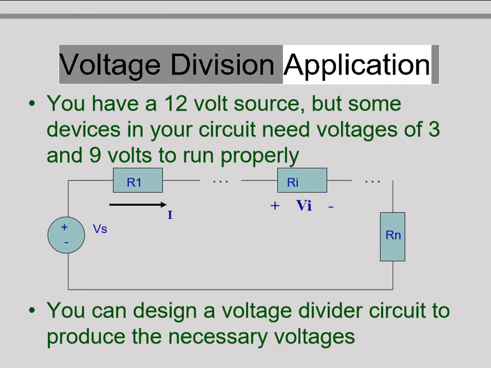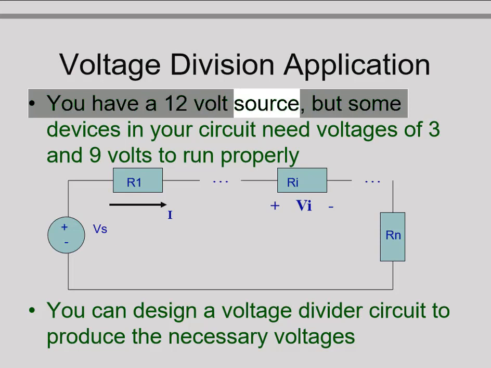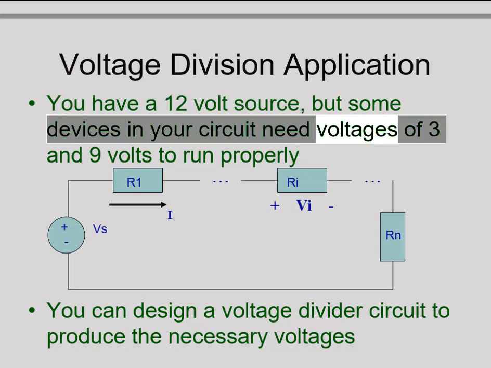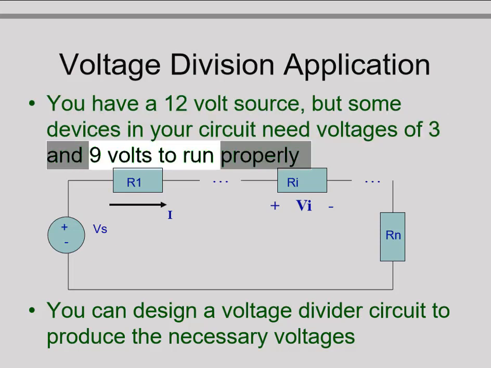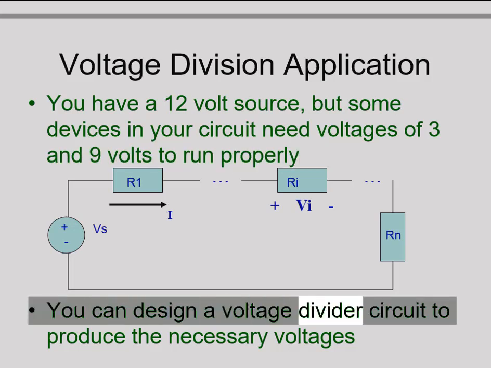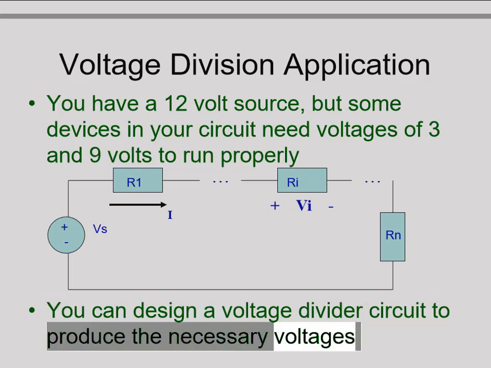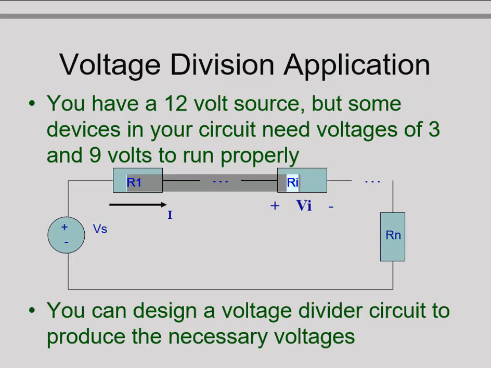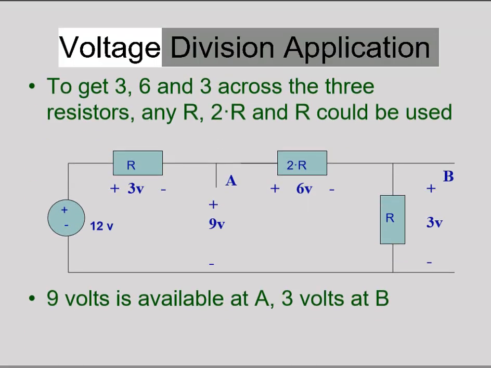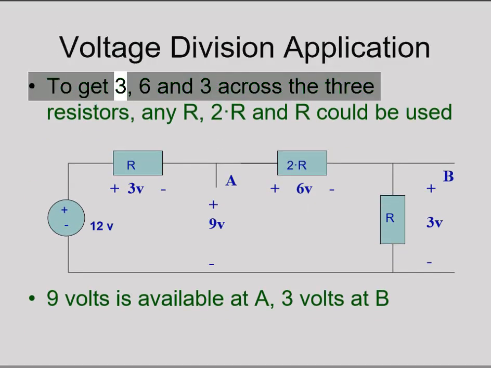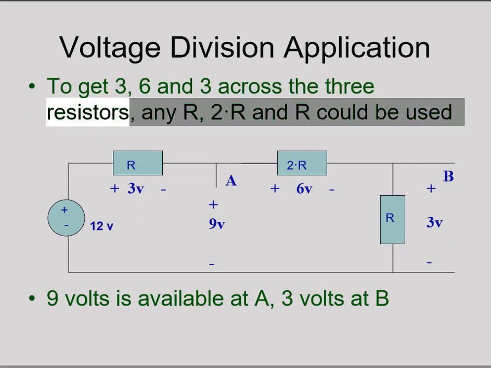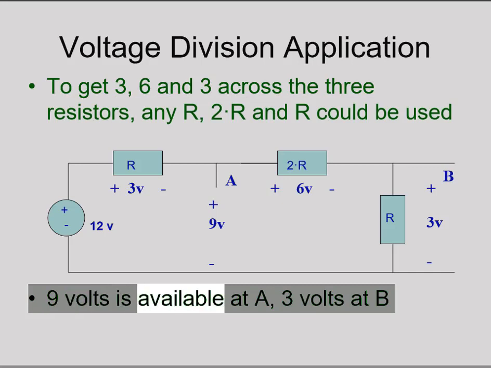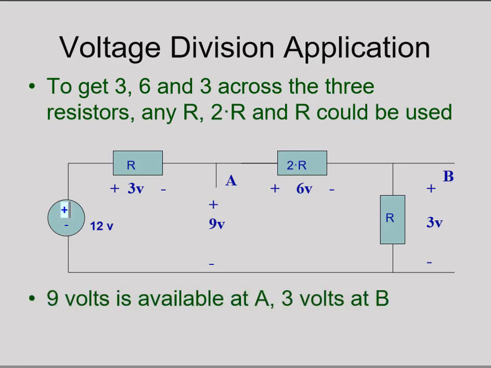Voltage division application. You have a 12 volt source, but some devices in your circuit need voltages of 3 and 9 volts to run properly. You can design a voltage divider circuit to produce the necessary voltages. To get 3, 6, and 3 volts across the 3 resistors, any R, 2R and R could be used. 9 volts is available at A, 3 volts at B.